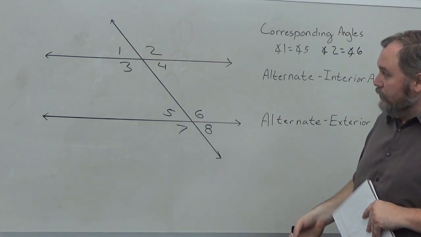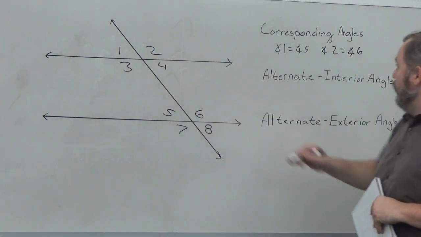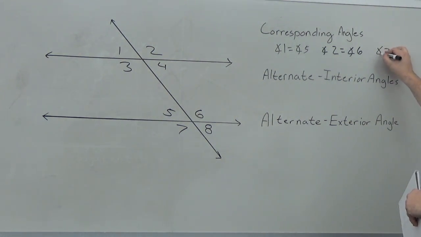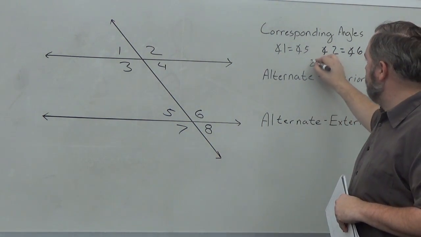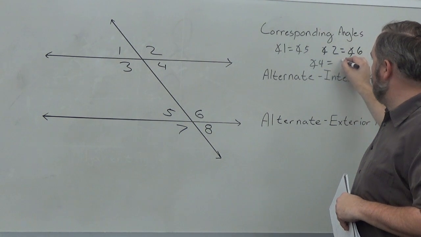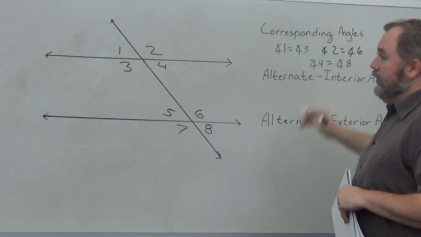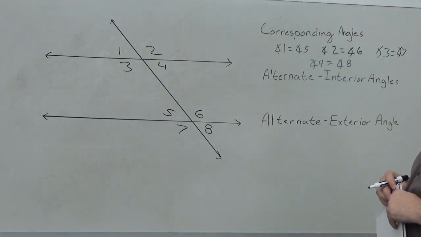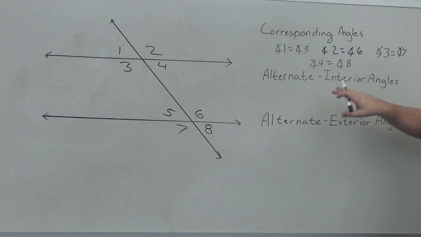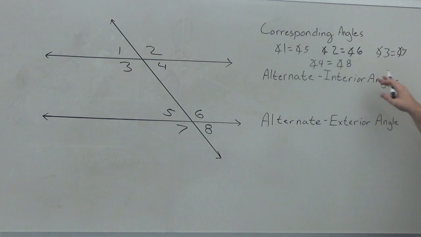By this pattern, you should be able to figure it out by now. Angle 3 is equal to angle 7. And then lastly, angle 4 is equal to angle 8. Basically, that's your definition for corresponding angles. Angle 1 is angle 5, 2 is 6, 3 is 7, 4 is 8.